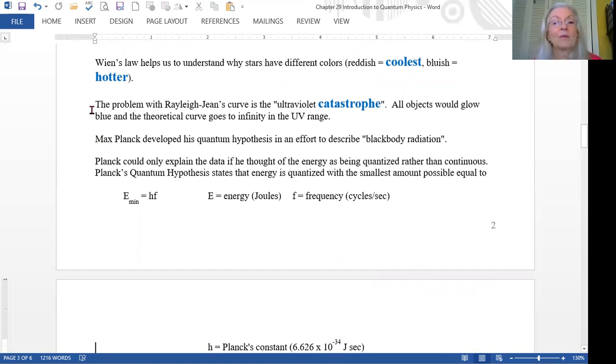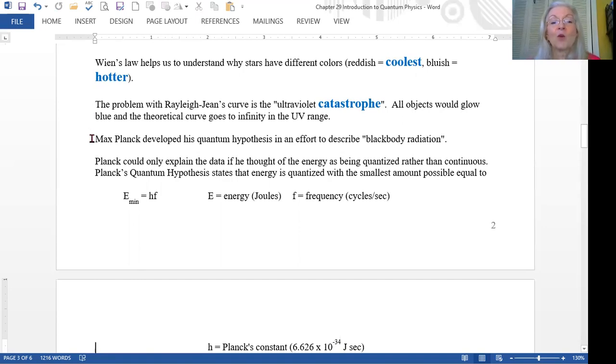So there is a problem with our Rayleigh-Jeans curve, and that's something called the ultraviolet catastrophe. You may have noticed it was the curve that shot straight up. With that particular one, an object would have to glow blue and its theoretical curve would go to infinity in the ultraviolet range. So that's one of the reasons we discount it.